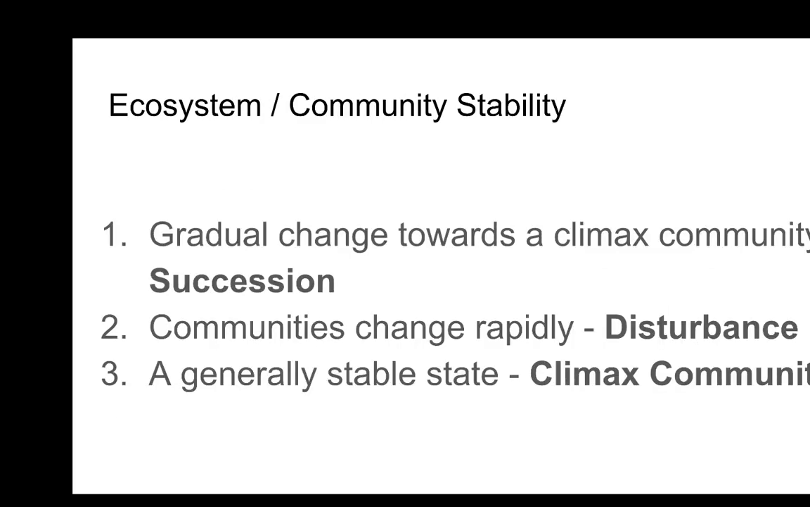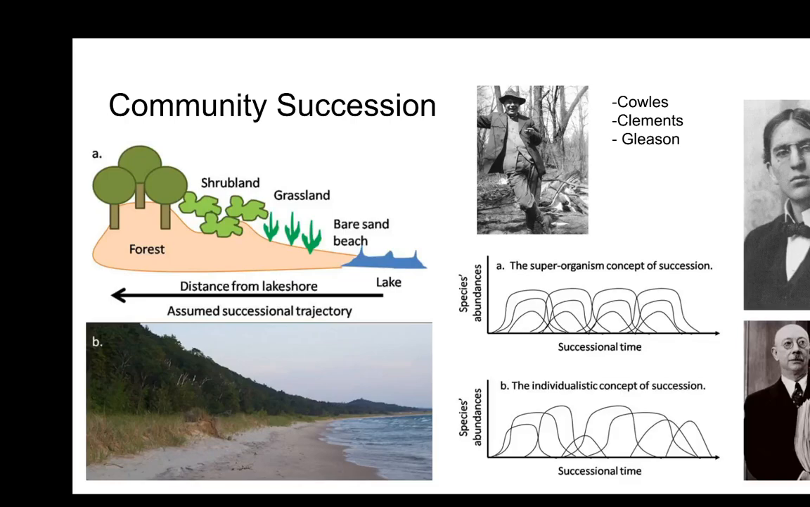But we've also got changes in ecosystems that are driven by succession, so progression of species that come in over time, and then disturbance, things that disturb a community, and then when you have that generally stable state, you get a climax community, right? And so succession has been studied for a while, and what we've got here is a beach example. You get bare sand, and then you've got some grasses and things that start to grow, which then give way to shrubs, which then give way to forest.